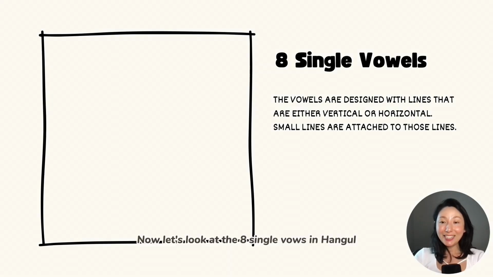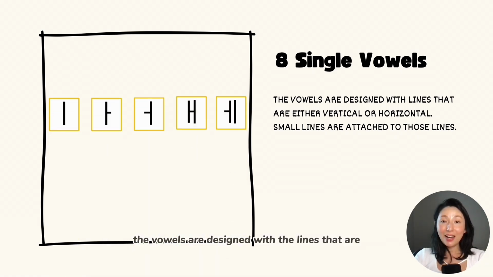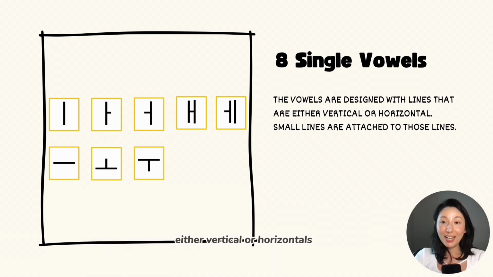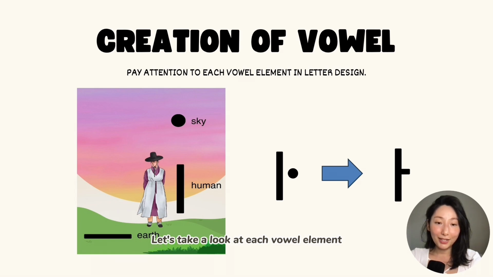Now, let's look at the 8 single vowels in Hangul. In this lesson, we will focus on the 8 single vowels. The vowels are designed with lines that are either vertical or horizontal. And if you notice, they are attached with small lines. These shapes are not random. They are designed with philosophical meanings. We have E, A, O, E, U, U. You got it? Let's take a look at each vowel element in letter design.